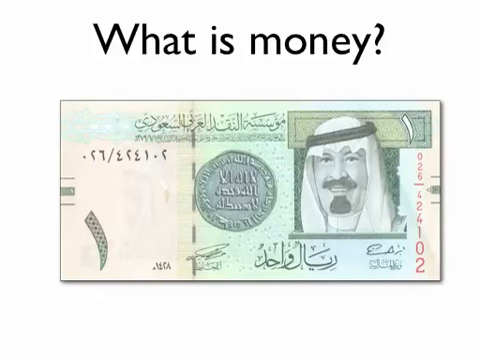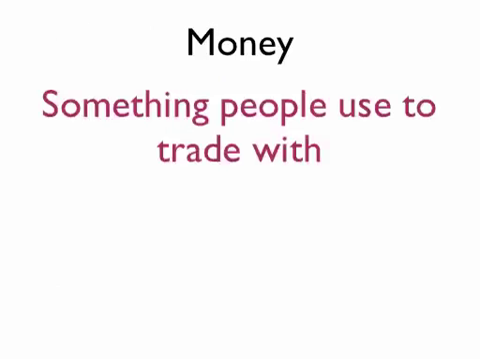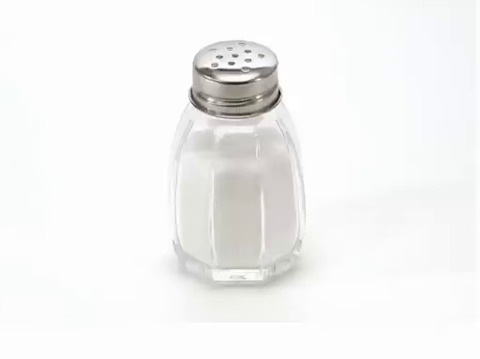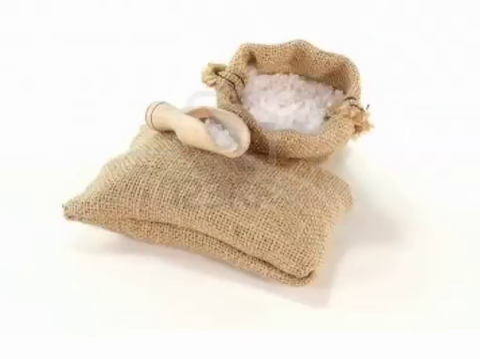What is money? Well, money is a number of different things, but primarily it's something that people use to trade with. Money throughout history has included such things as seashells. In certain economies, people would accept seashells for money. At other times, salt has served as money. People would carry around small bags of salt and they would trade these for items, and these bags of salt became the money in that economy.